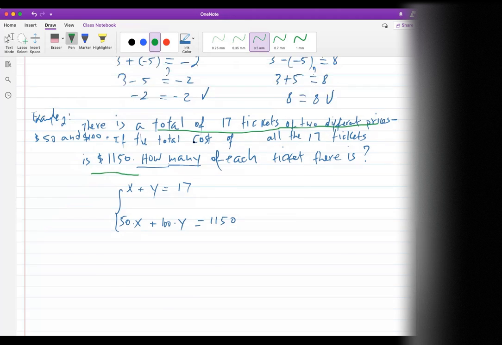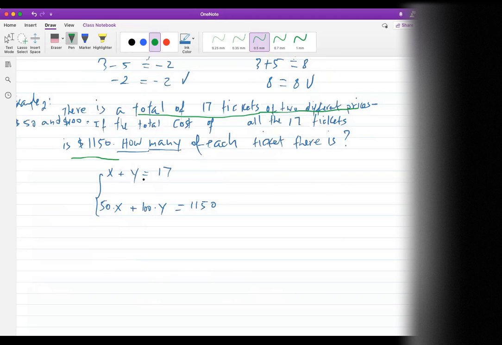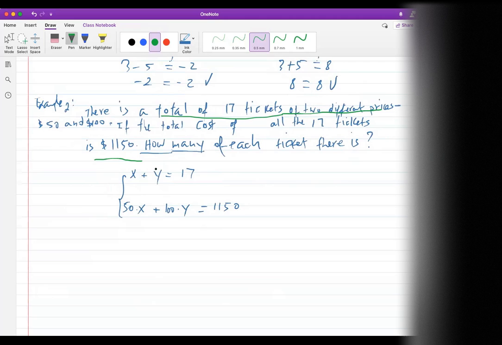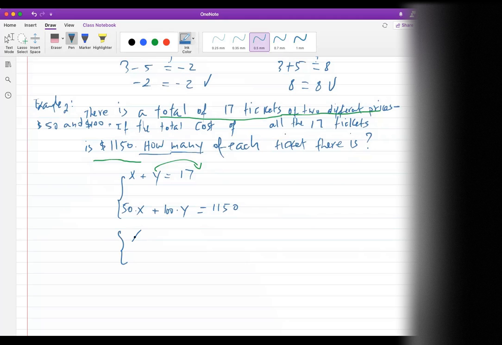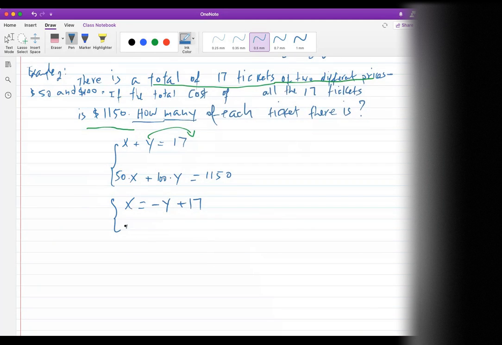Since we used elimination here already, let's do this one using substitution. To substitute a variable, we need to have it by itself. So for substitution, as we saw before, we need to isolate one of these. It doesn't matter which one. Let's, for example, isolate this. So we need to move this to the other side. Positive y moves over, becomes negative y, and 17 stays here. So we got 50x. This one doesn't change yet.